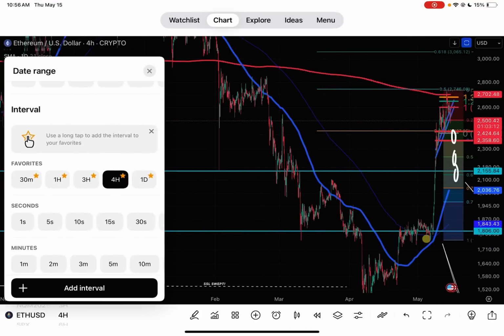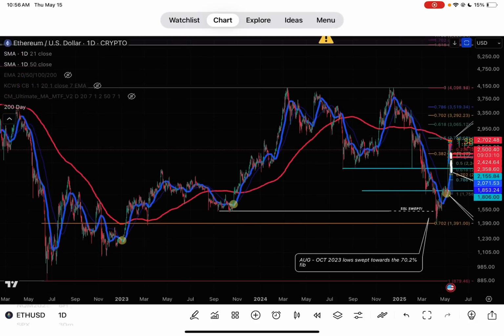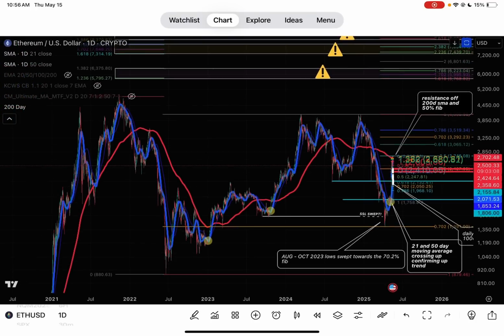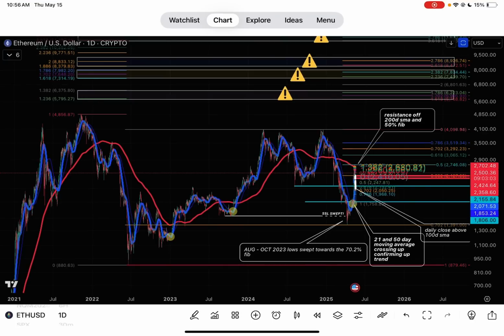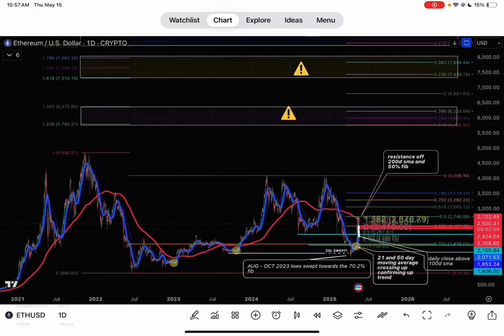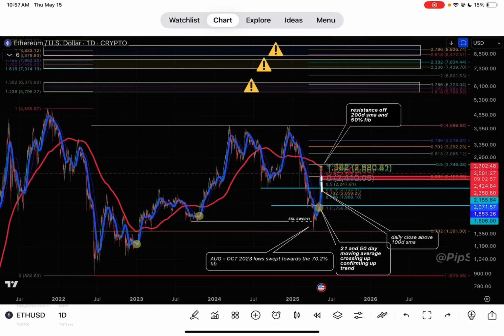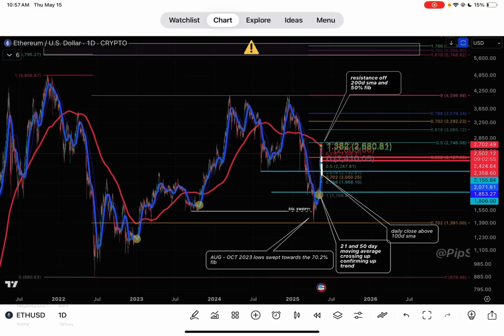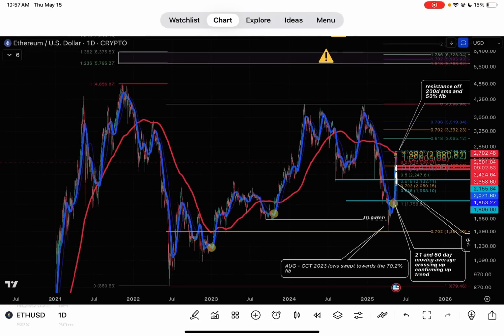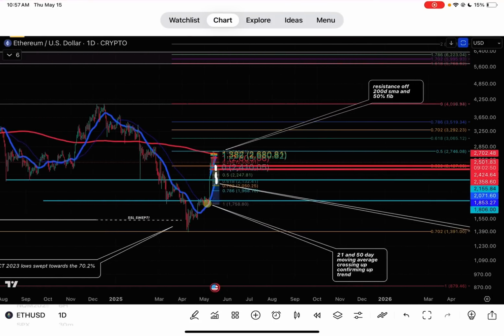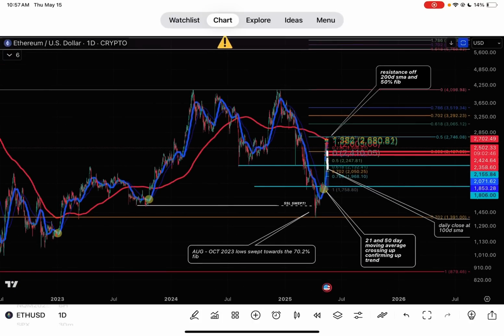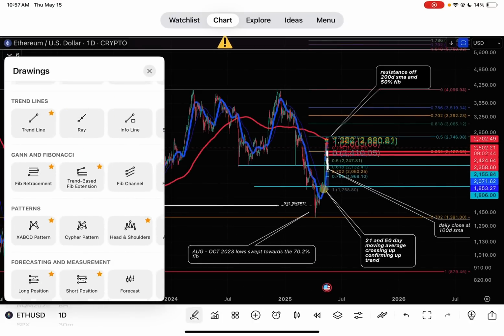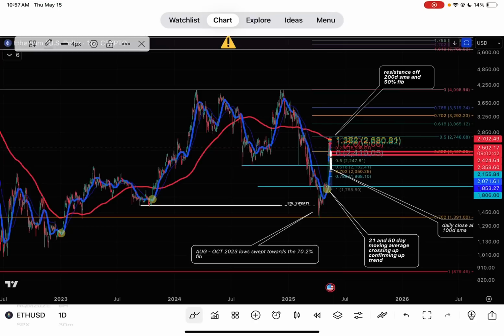Now, taking a look here at the daily time frame, we do see that ETH is likely to go towards 57.95 to 62.23, and that'll likely happen very quickly once we escape the range, and more importantly get above the 200-day moving average.